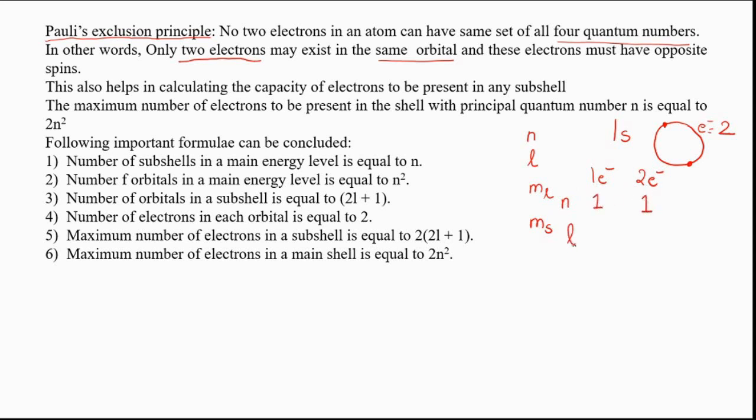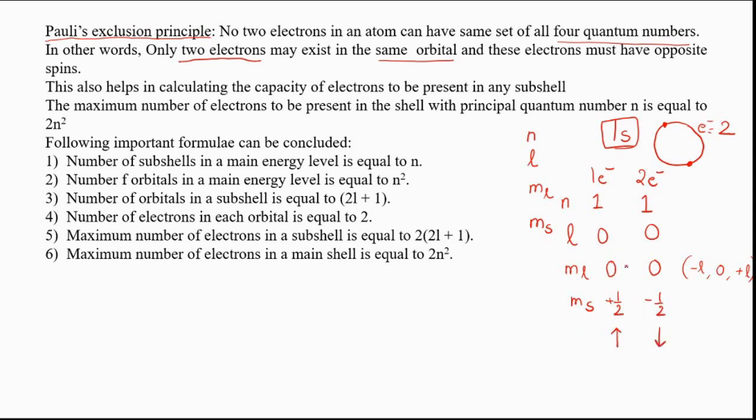The value of l is equal to 0 for both of these because both are present in the 1s subshell. Then ml is also 0, because ml ranges from minus l to 0 to plus l, but l itself is 0, so ml only has a value of 0. Then for the value of ms, if you remember, in one orbital we can fill a plus half and a minus half. So we have an up spin and a down spin.